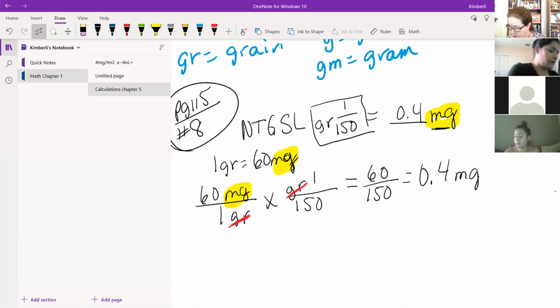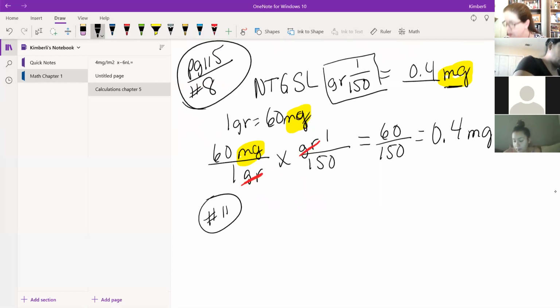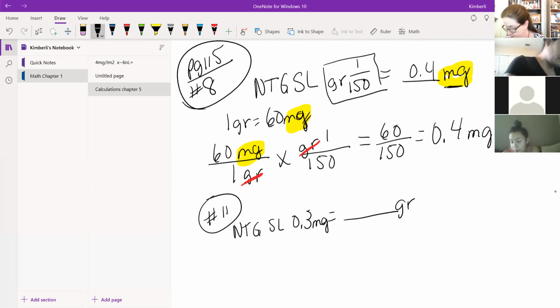Now look at number 11. Number 11 goes the other way with it, doesn't it? Number 11 is NTG SL 0.3 milligrams equals how many grains? And it puts the grain in front of the number like it properly should. I tend to write this the way I do math, so I put the grain at the end. It doesn't really matter which way you write it. I'm not going to take points off as long as, my main thing is, can you do the math, right?